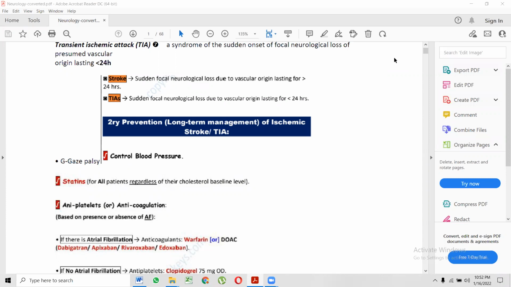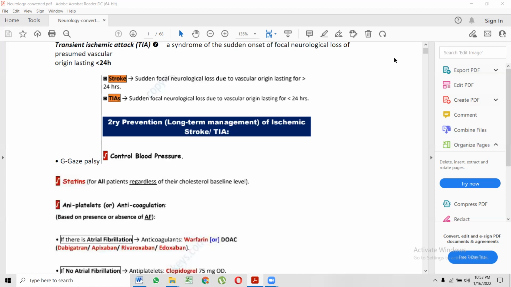So stroke without atrial fibrillation, what are the long-term medications? Anyone? Statins and clopidogrel. Yes, that's right. And stroke with atrial fibrillation? Then warfarin or direct-acting anticoagulants plus statins. Yes. According to recent NICE guidelines, direct oral anticoagulants are preferred over warfarin.